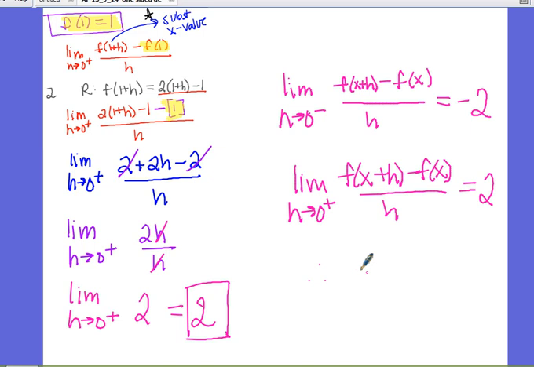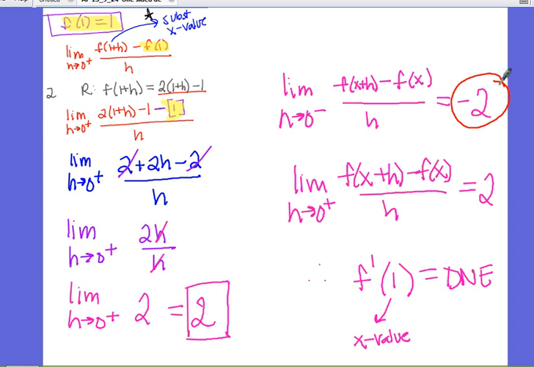Therefore, f prime of 1, where am I getting 1? That was the x value that we talked about at the very beginning, doesn't exist. The derivative doesn't exist because the left side slope, that's this guy, does not equal the right side slope right here. So that's what the one-sided derivatives are.